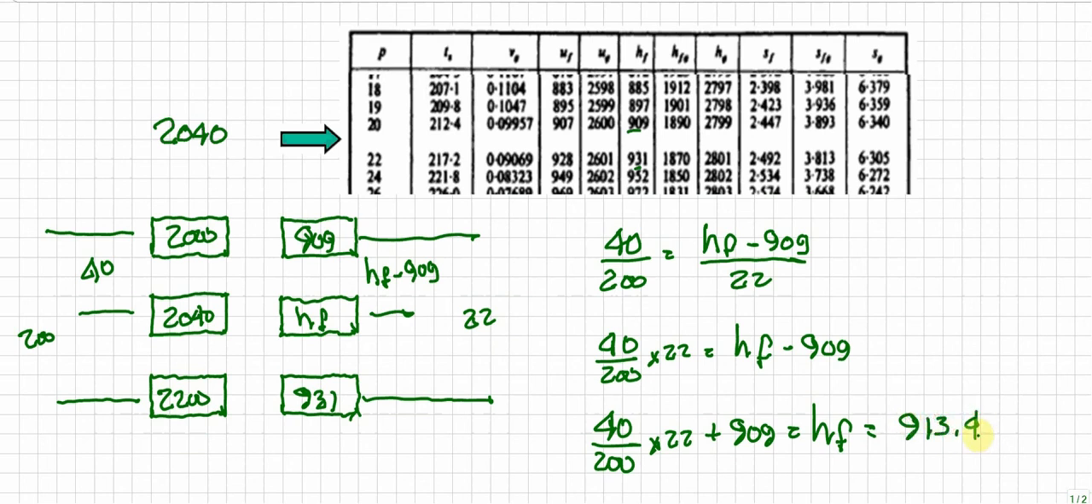Now always go back and double check, does that make sense? 913.4. Well, we're a little closer to the 2000 end than we are to the 2200 end, and our numbers go from 909 to 931. We went from 909 to 913. We're still a fair piece from 931. That number looks reasonable, and so it's certainly a believable number.